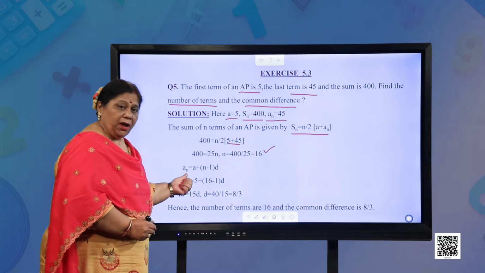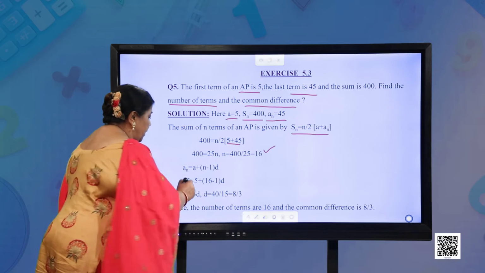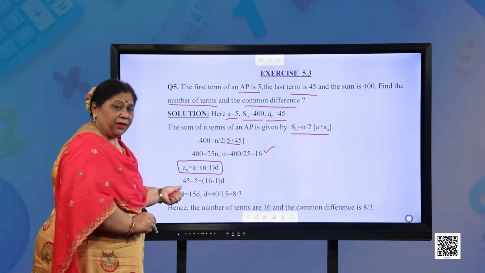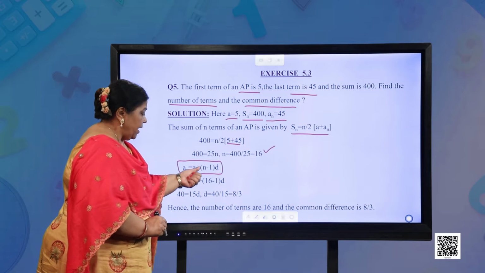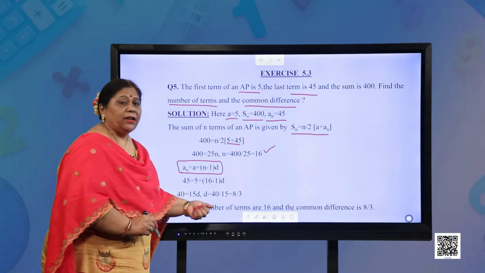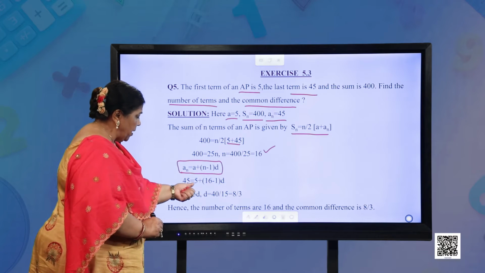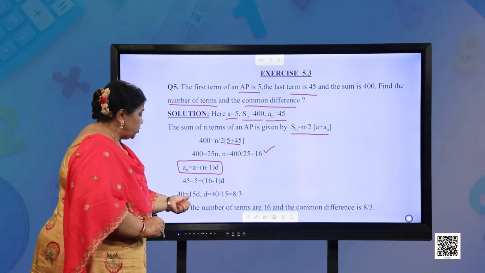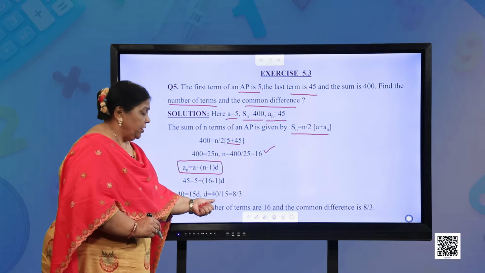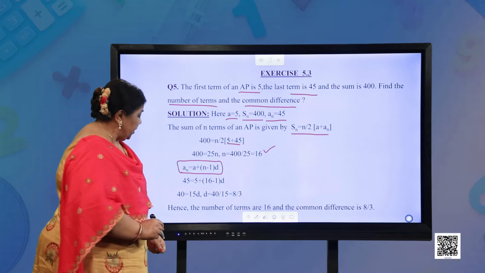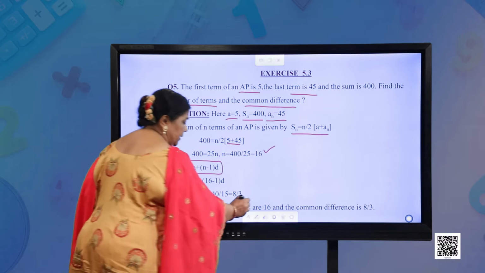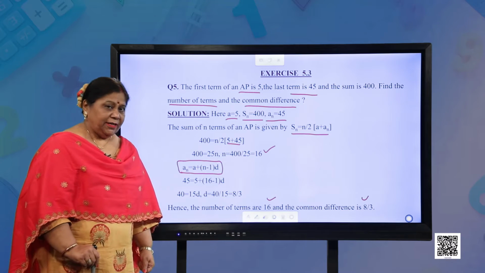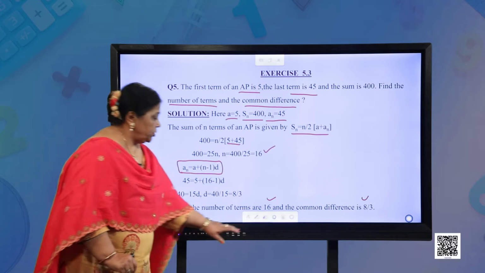Now, using the formula for nth term, An is equal to a plus n minus 1 into d. In this formula, if I substitute the value of An as 45, a as 5, n as 16, I can find out the value of d. We have 45 minus 5 as 40 is equal to 16 minus 1 is 15 into d here. So, d is equal to 40 upon 15. On simplification, we get 8 upon 3. Hence, the number of terms are 16 and the common difference is 8 upon 3. I hope you have understood. Come on, let us go to the next question now.